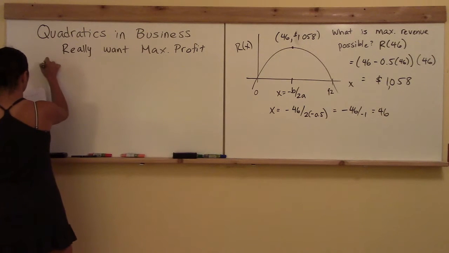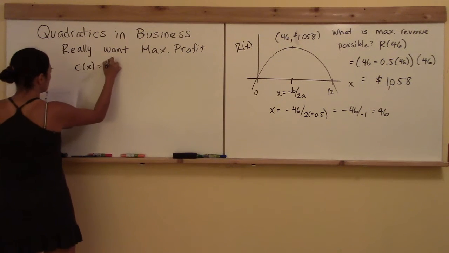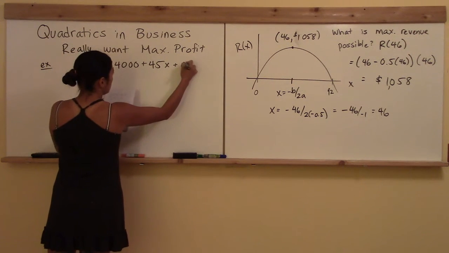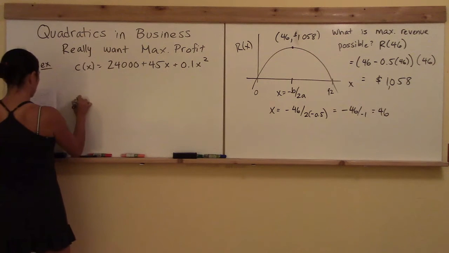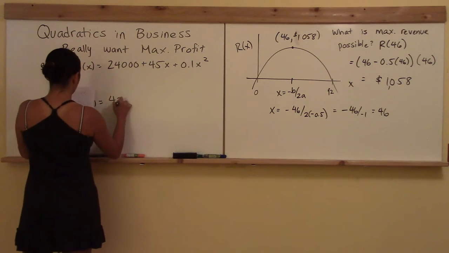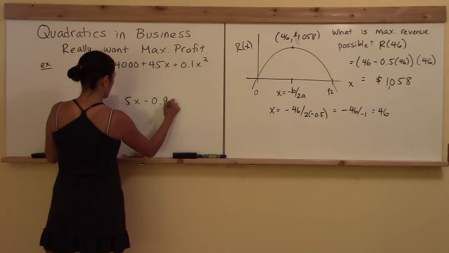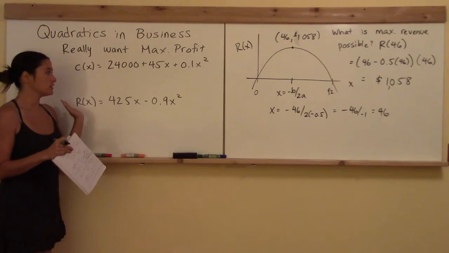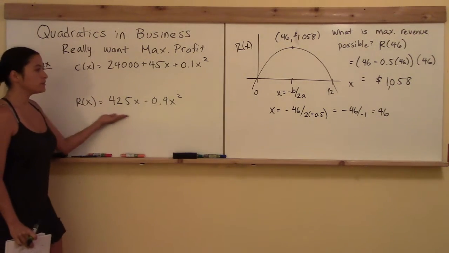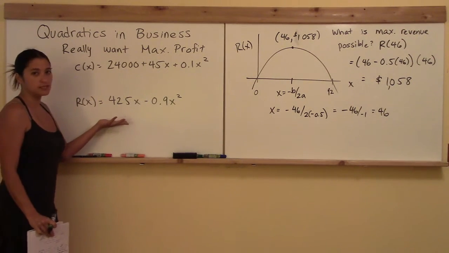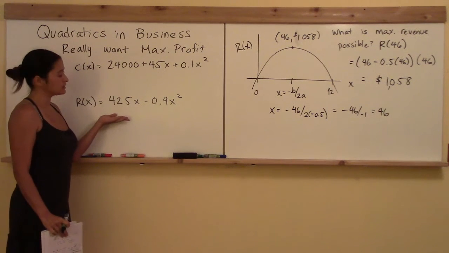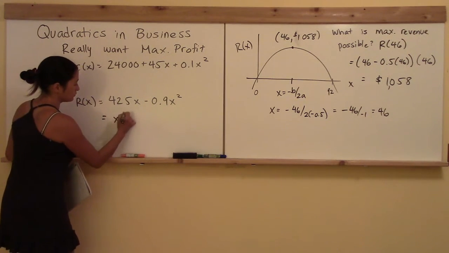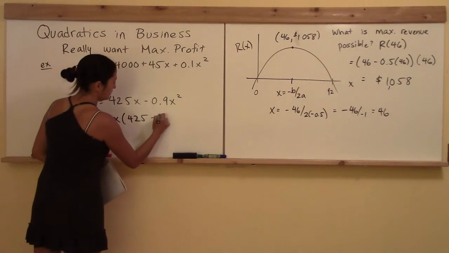So for this new example, let's say I'm given two functions, a cost function of 24,000 plus 45x plus 0.1x squared, and a revenue function here, 425x minus 0.9x squared. Okay, let's just look at these for a minute and talk about what we've already seen and learned. Revenue, this is a familiar form just from the last example, that the reason the revenue is like this is because there must have been some sort of pricing, some sort of discount pricing going on.